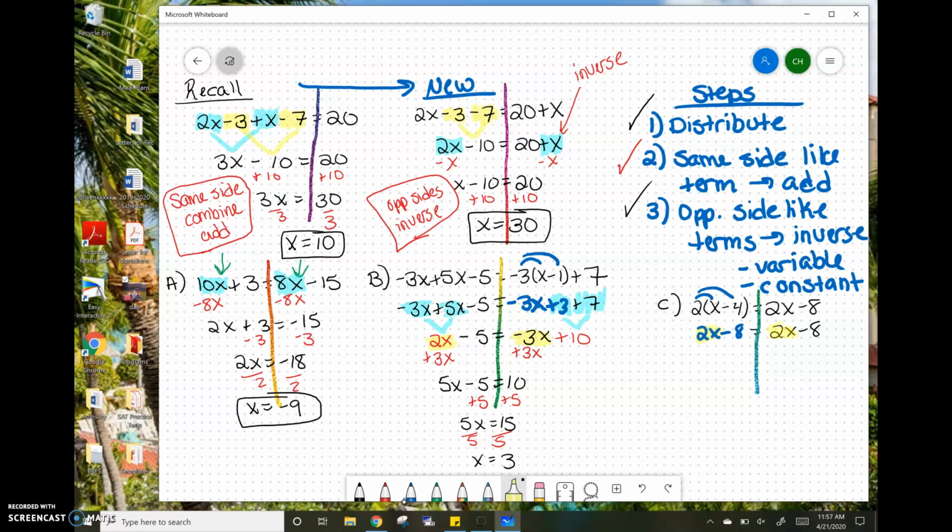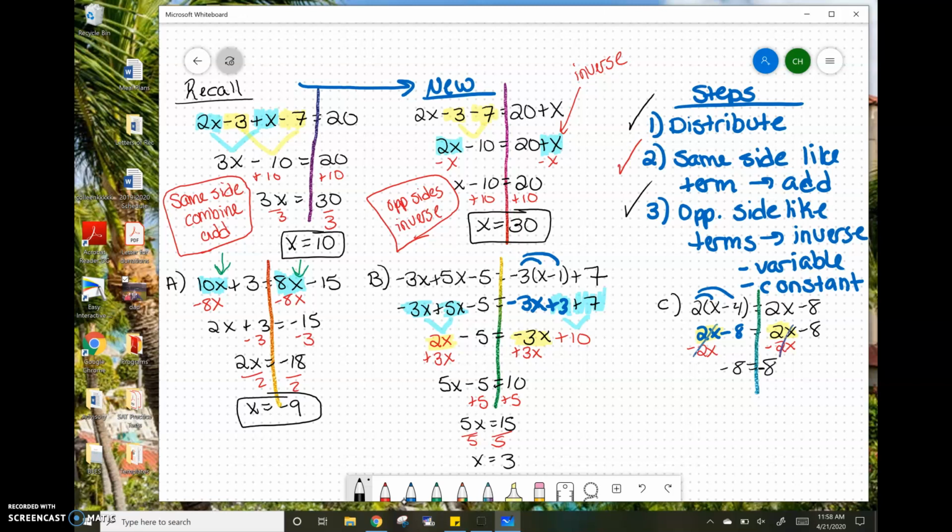So when I go to put those variable terms together, I'm going to subtract 2x. Because this is a positive 2x, I'm going to subtract 2x. But what happens is they are canceling out. Those variable terms totally cancel out. They give you 0x on both sides. So on the left-hand side, you have -8, and on the right-hand side, you're left with -8.